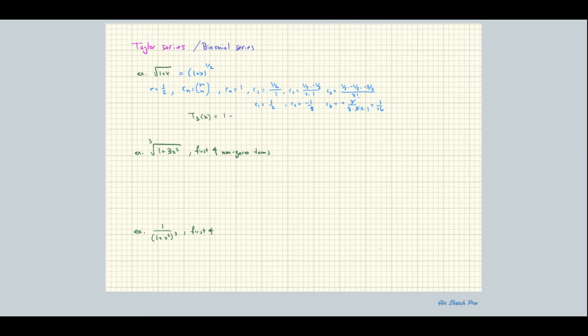And it comes out as 1 plus, what, x over 2? Plus, well, not plus, but minus, right? Minus x squared over 8, and then plus x cubed over 16. Okay? And that got us started.